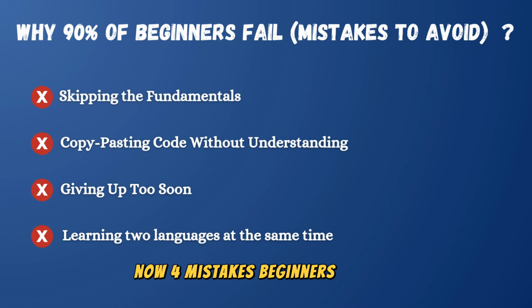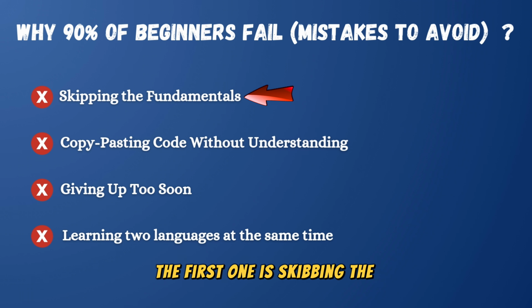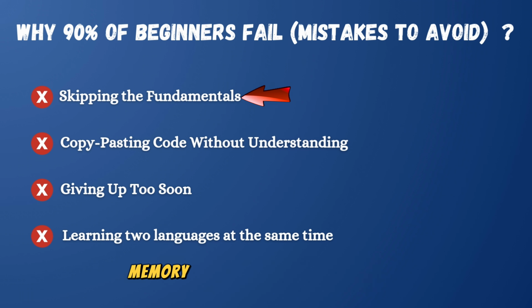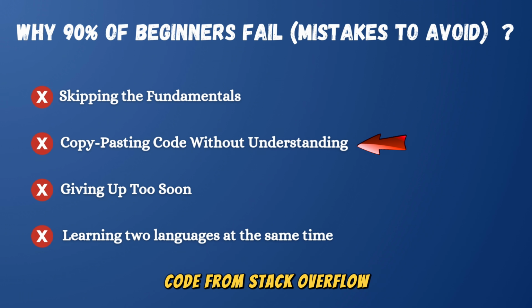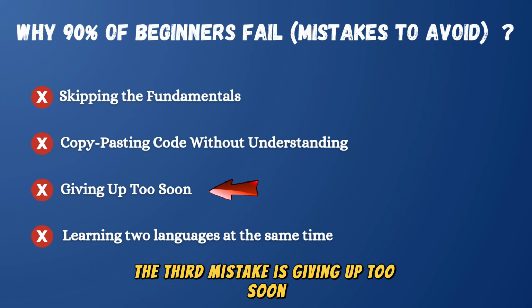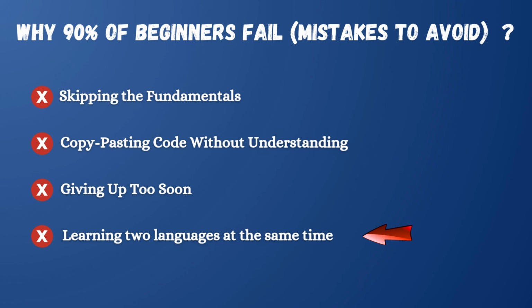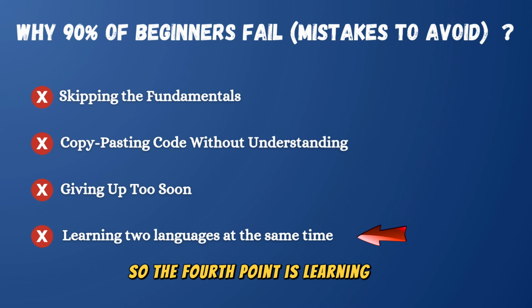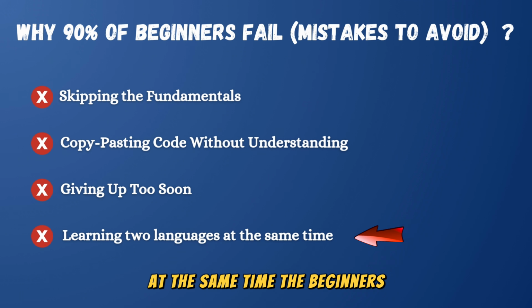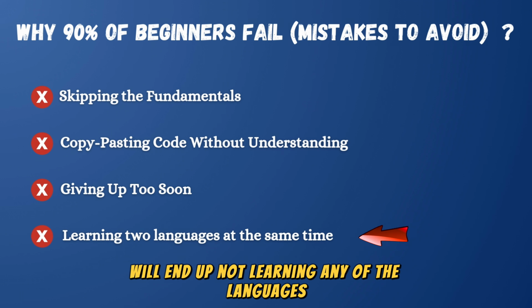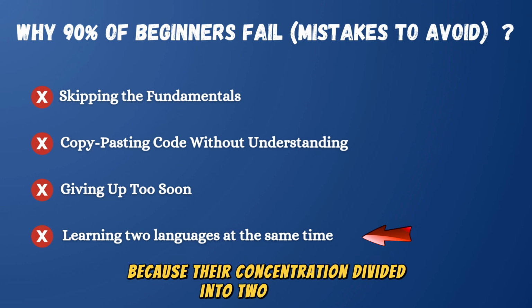Now, four mistakes beginners mostly make. The first one is skipping the fundamentals, not understanding variables, memory, and how computers execute code. The second mistake, copy-pasting code without understanding. You won't learn by just copying code from Stack Overflow or letting ChatGPT write it for you. The third mistake is giving up too soon. Debugging is part of the learning process. Errors are your friends. The fourth point is learning two languages at the same time. Beginners will end up not learning any of the languages because their concentration is divided into two sections.